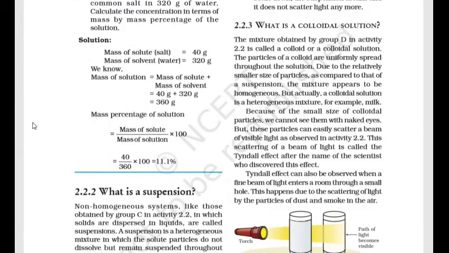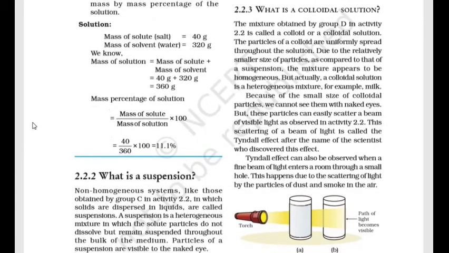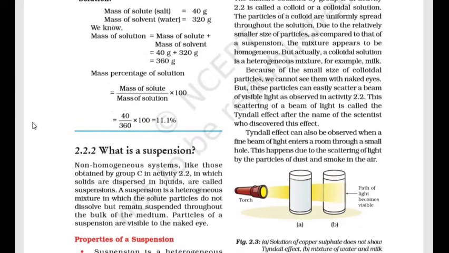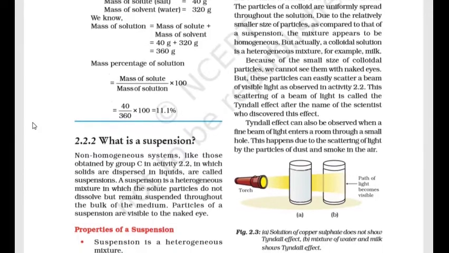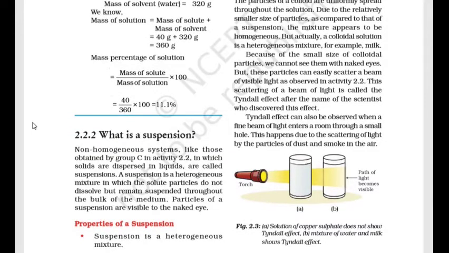Now next comes the colloidal solution. As I had already told you in the last video, the group D students obtained a colloidal solution. Now what is a colloidal solution? It is also a heterogeneous mixture, but the main difference between a suspension and a colloidal solution is that the particle size is quite small in the case of a colloidal solution. Just because of this small size of the colloidal particles, we cannot see them with the naked eye.